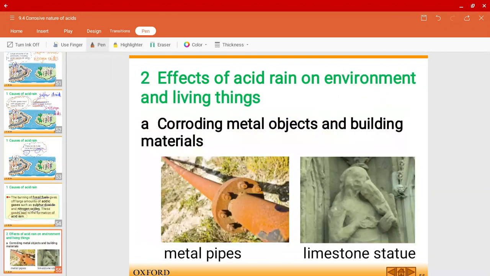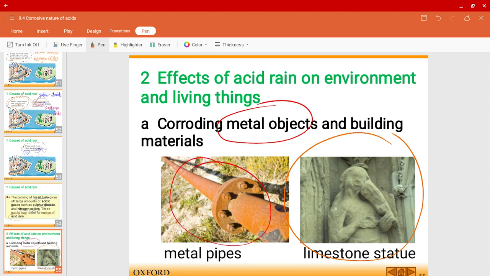All right, let's look at the effects of acid rain. So first off, I've already shown you this picture in the previous video. You can see how messed up the statue is because of acid rain, of course. Also, metal objects are prone to getting corroded. So you can see how the pipes are being corroded, rusting occurs.